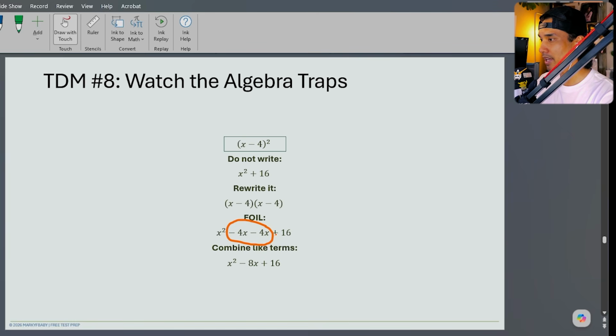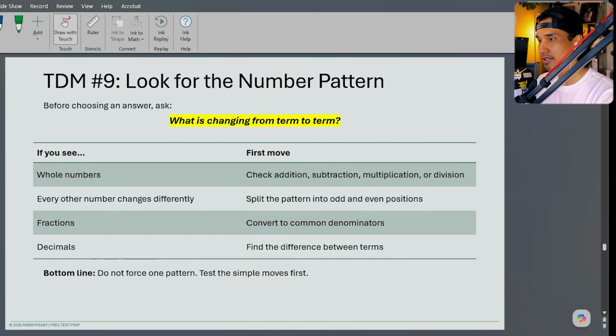Believe it or not, they forget that. Okay, combine like terms, and you get this: x squared minus 8x plus 16. Little mistakes like these cost easy points, and you do not want to miss these points, guys. Let's go ahead to the next test day move.